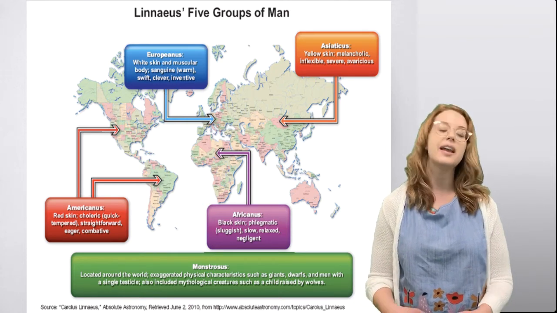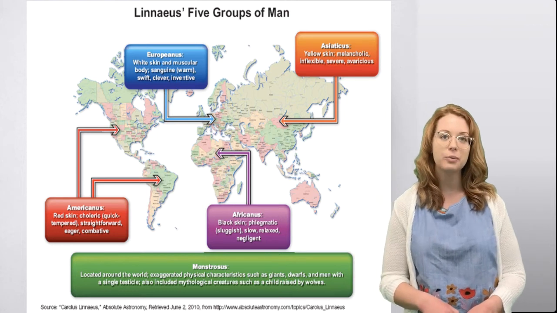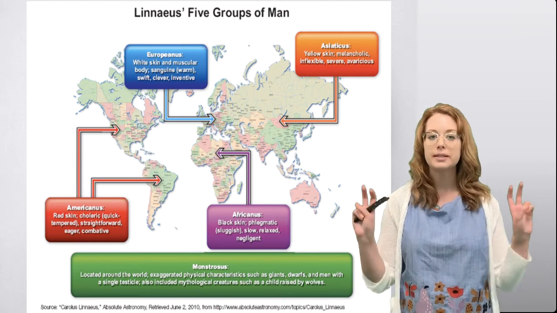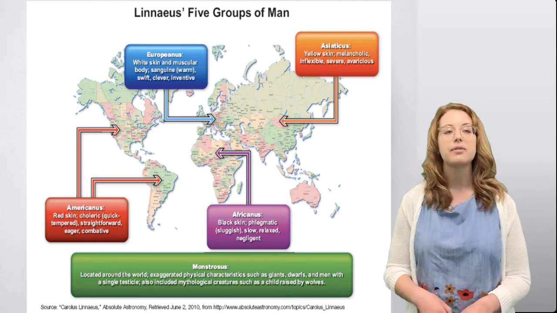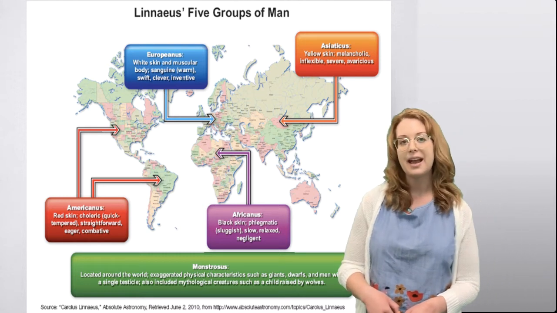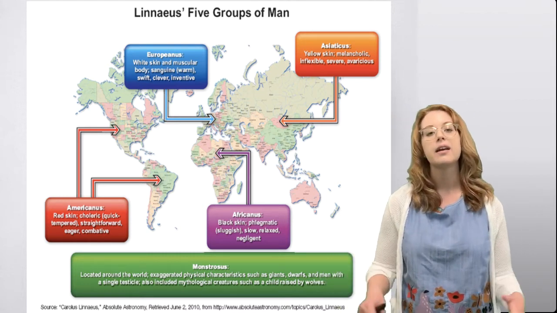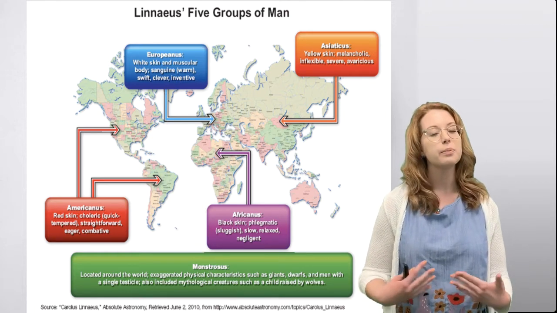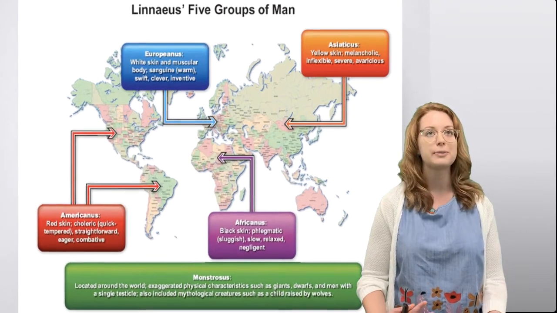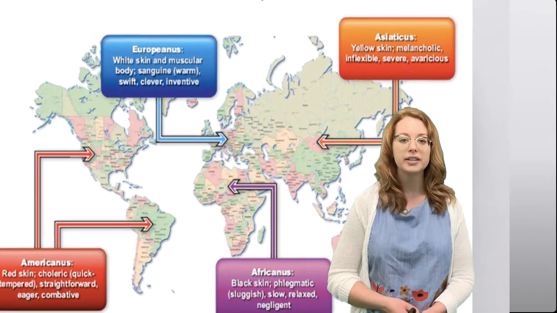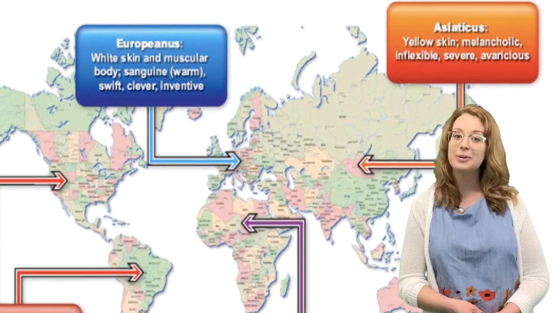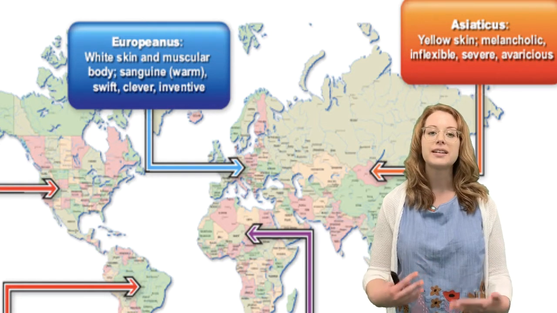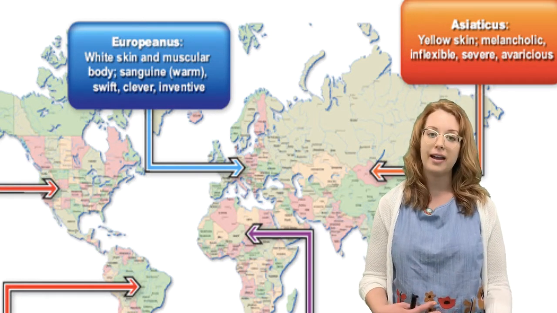Carl Linnaeus, a Swedish biologist, was the first to categorize humans into subspecies. He identified 5 main categories, and he associated these categories with not only physical attributes, but also personality traits and cultural attributes. So you can see on this graph here that Europeans had the most flattering descriptions, and that reflected the white supremacy ideology of that time.